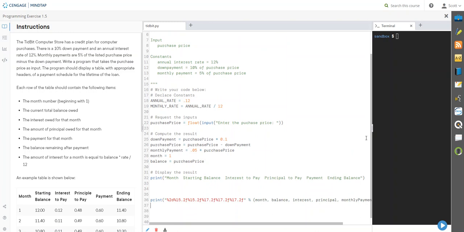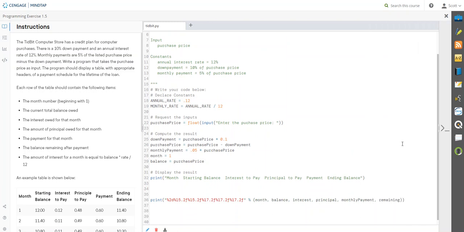I'm going to put in another print statement. My header: month, starting balance, interest, principal to pay. That's exactly how they have it here. Principal, monthly payment, and what's left remaining. I'm sorry. Month, starting balance, interest to pay, principal to pay, payment, and ending balance.